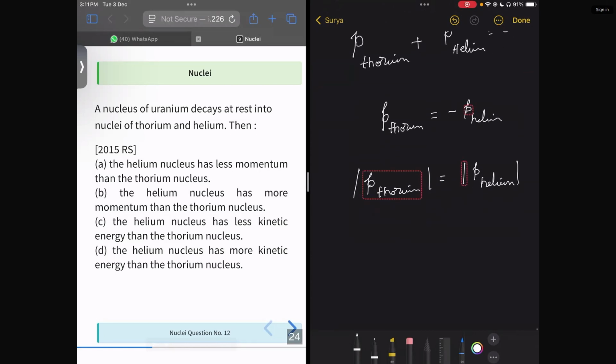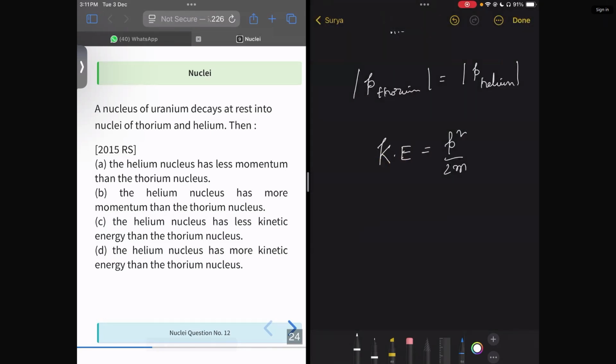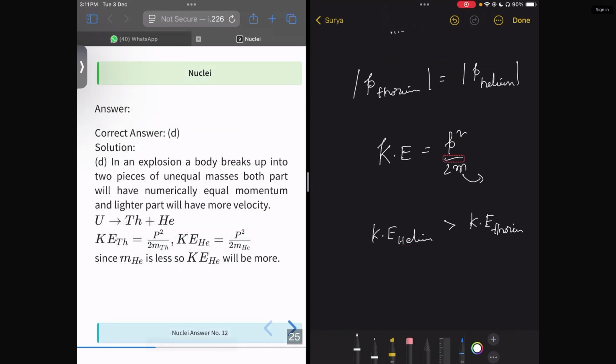Now the kinetic energy relation with particle momentum: kinetic energy KE is equal to P square by 2m, right? Helium is much lighter, so the mass of helium is much smaller. If the momentum remains the same, the kinetic energy of helium is more than the kinetic energy of thorium. So option D is the right answer. The helium nucleus has more kinetic energy than the thorium nucleus. So next question.